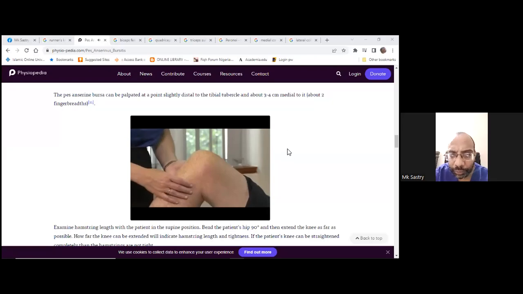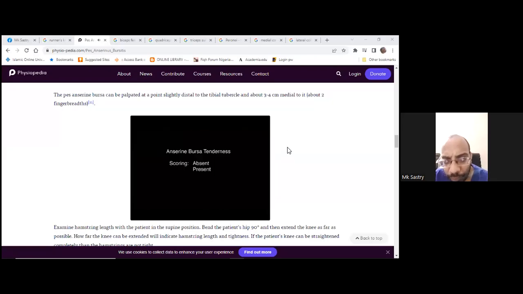Blanches while observing the subject's facial expression. Anserine bursa tenderness is scored as absent or present.